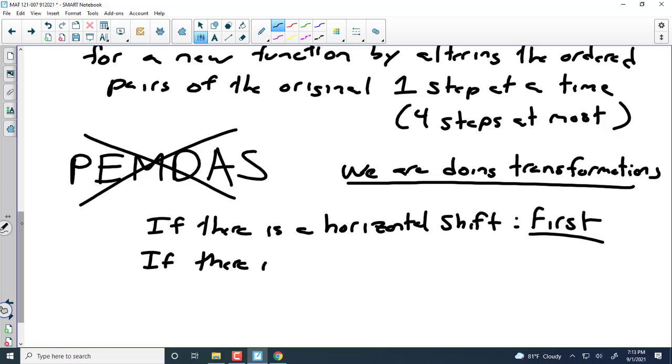If there is a vertical shift, you do that last. That's the last thing you do. That's it for order of transformations. But there'll be a point when you might want to confuse it with PEMDAS, the order of operations for plugging a number into a function, but that's not what we're using right now. We're doing a transformation. It's a different kind of technique.